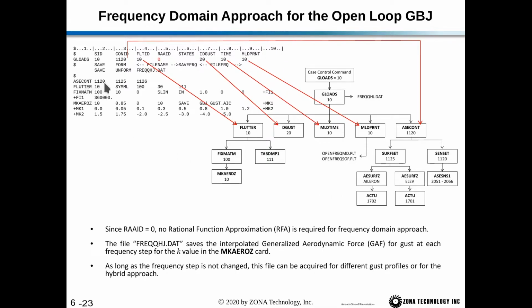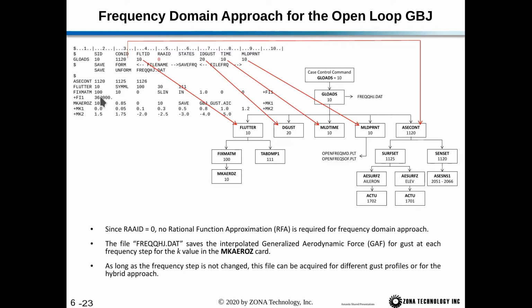So the ASE controller card here, we have referred to the surf set 1125 and then the send set 1126. This is a typo. This should be 1126. Meanwhile, the Gloads card refers to the flutter card with ID 10. This refers to the fixed MATM card to define the flight condition.